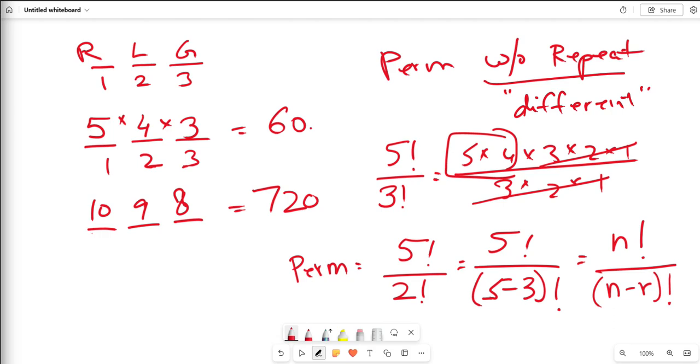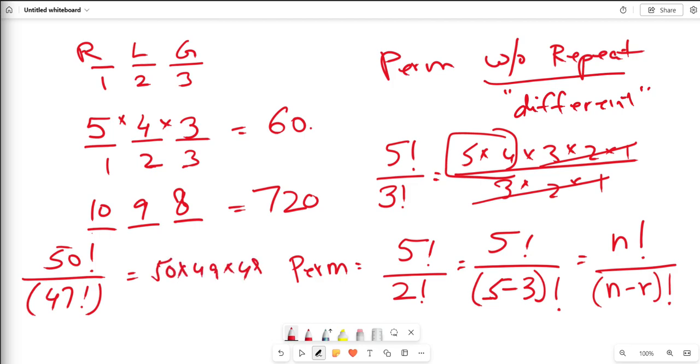So like if I said we have 50 factorial over 47 factorial, what that means is we're going to get 3 terms, which is the difference. So this is basically 50 times 49 times 48. Okay, so if you see a factorial over another factorial, this is essentially what we're talking about. So now this is basically permutations without repetition.